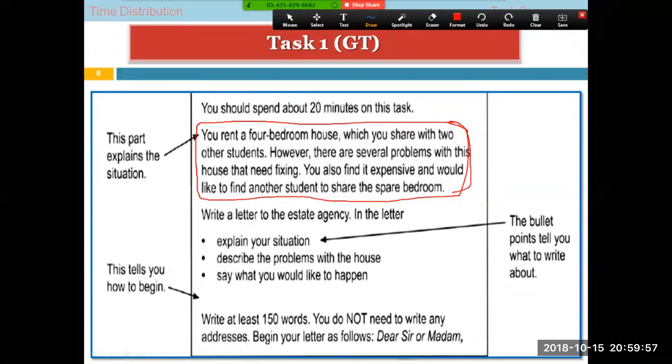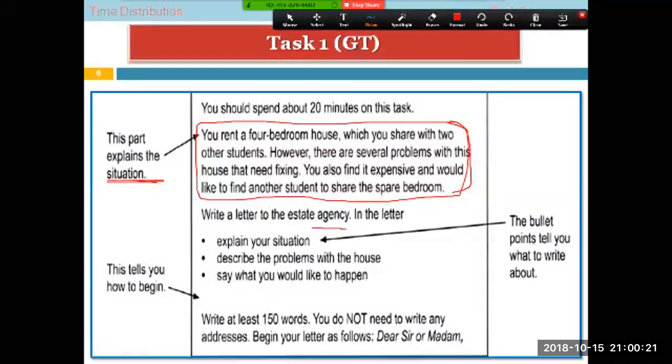Remember one thing, don't ever assume anything from your own side, except in one case. Don't ever assume anything from your own side related to this situation part except in one situation. I'll tell you shortly what that situation is.